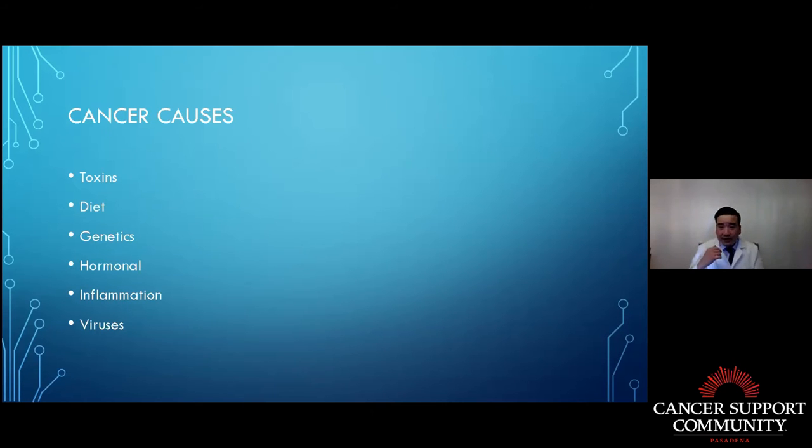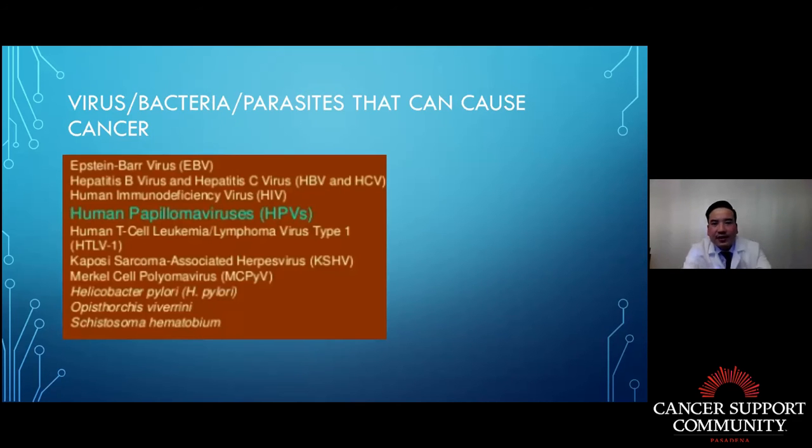Lastly, viruses. Okay, we'll talk about that too. Lots of viruses are known to cause cancer. So this is a list of different viruses, bacteria, parasites that can cause cancer. This first one up here, Epstein-Barr virus, can cause nasopharyngeal cancer. Very common in Asians. So EBV virus is much more prevalent in Asian countries. So most of the patients are Asians who lived in Asia. Asians who are born in the U.S. don't quite get the nasopharyngeal cancer.